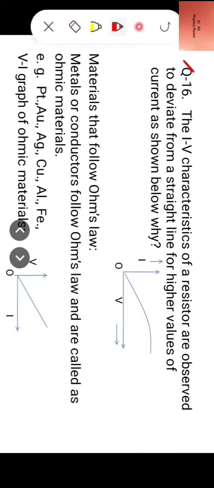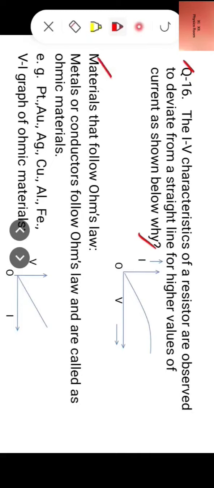Question number 16. The IV characteristic of a resistor are observed to deviate from a straight line for higher values of current as shown below. Question is why?